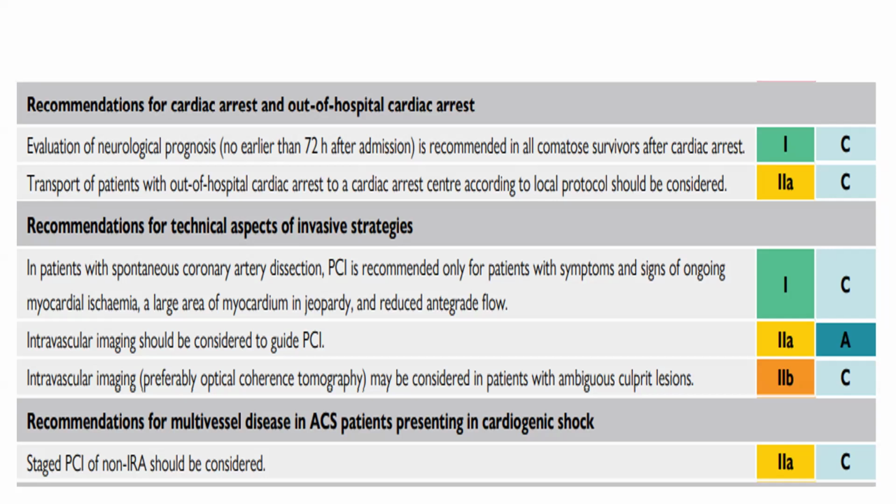Now, with respect to acute coronary syndrome in a patient with cardiogenic shock, there has always been the discussion on whether you stent both the infarct-related artery and the non-infarct-related vessels. And there have been trials that have looked at that. Now, the recommendation is that staged PCI of the non-infarct-related artery should be considered. It means that not necessarily in the first primary PCI, you should stage the stenting of the non-infarct-related artery. That recommendation is 2A.